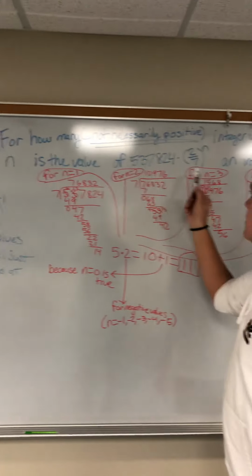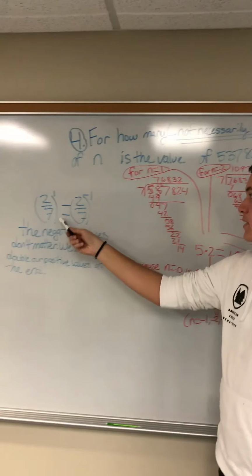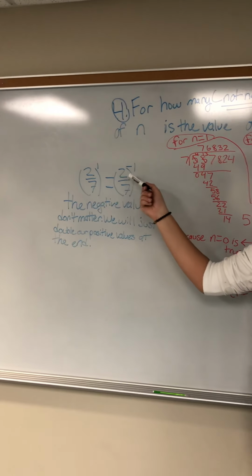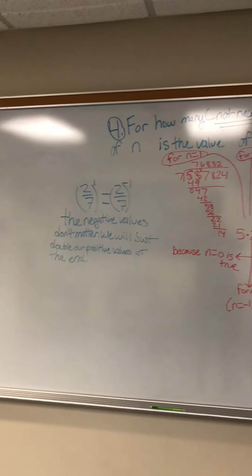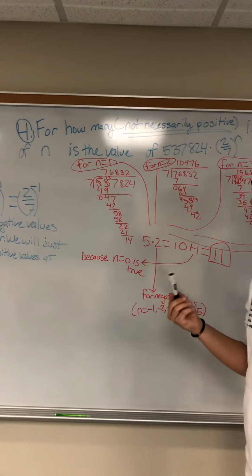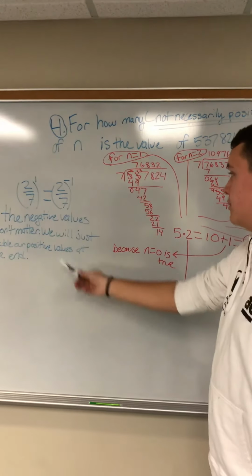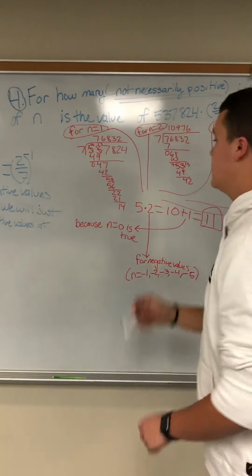So the first thing I did was I noticed that it says not necessarily positive, so I plugged in positive and negative values. But if you do that, you just make this negative, and if you were to multiply this by this value, the fact that it's negative doesn't really change whether or not it's an integer. So I just disregarded that, other than the fact that at the end we're just going to have to double our positive values, which we do here.